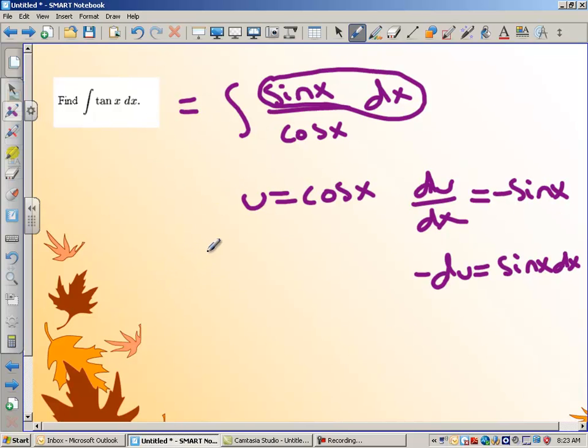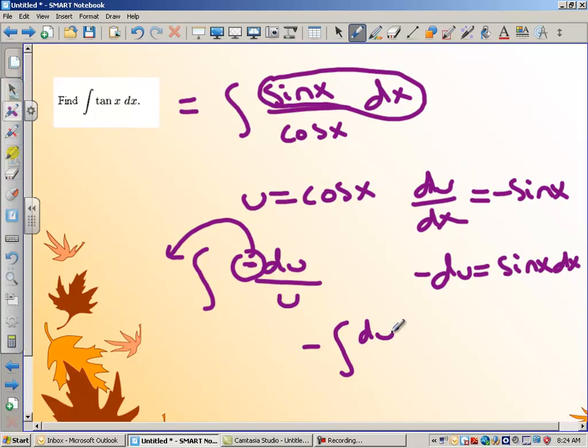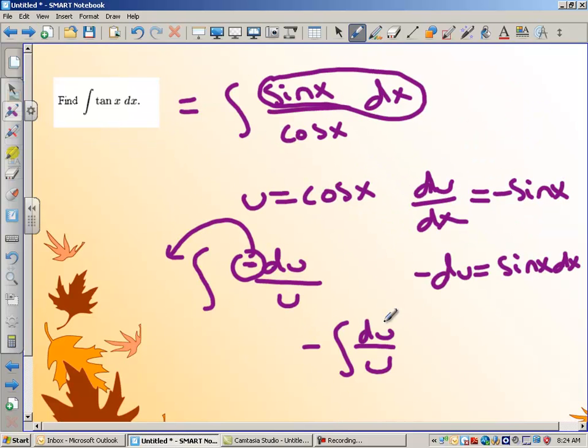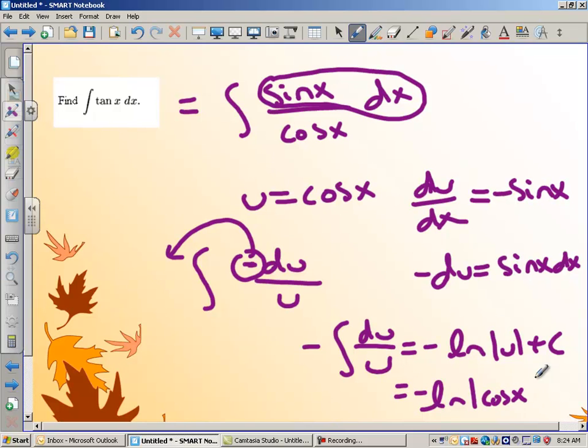So I turn this into the integral of negative du over u. And this negative can come right out front in front of the integral, so it's negative integral of du over u. Now we know what this answer is. If we have du over u, let's go back and look at it. The answer is the natural log of the absolute value of u plus c. So my answer to my integral is going to be negative natural log of the absolute value of u plus c, where u is cosine x. So it's negative natural log of the absolute value of cosine x plus c.